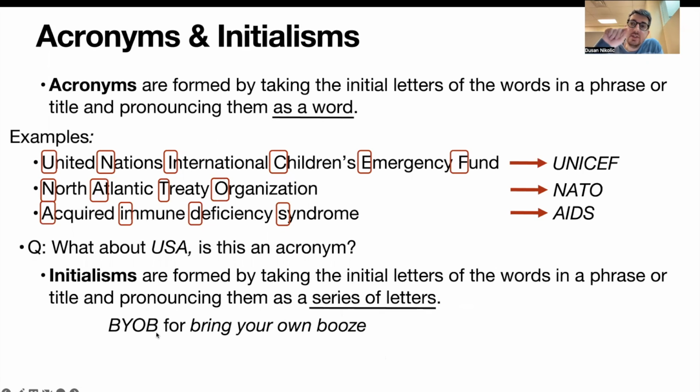BYOB. I pronounce each letter, B, Y, O, B. Bring your own booze. USA. DIY. Do it yourself. Okay. ENT. BTS. MBA, right? All of these are initialisms. But if you produce them as a whole word, like UNICEF, you don't spell it out, right? You say UNICEF, you say NATO, you say AIDS, you say SCUBA. All of these are acronyms. So make this distinction between these two.